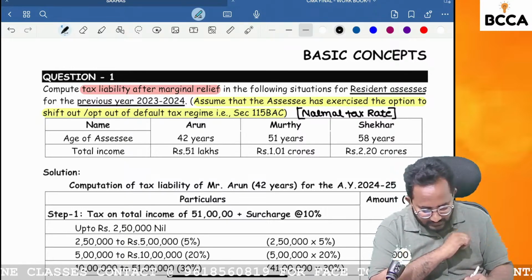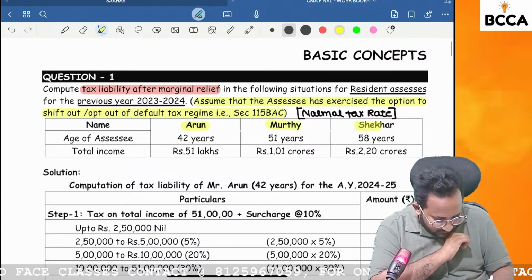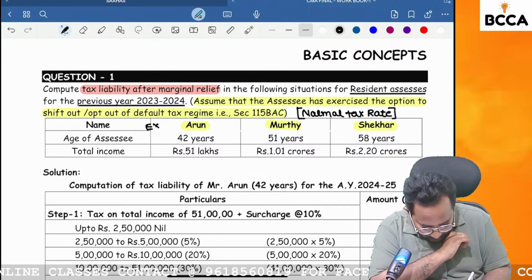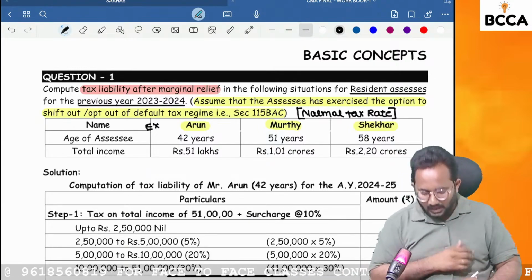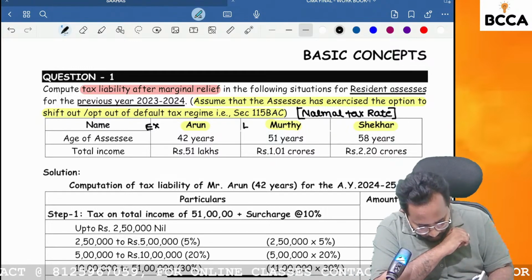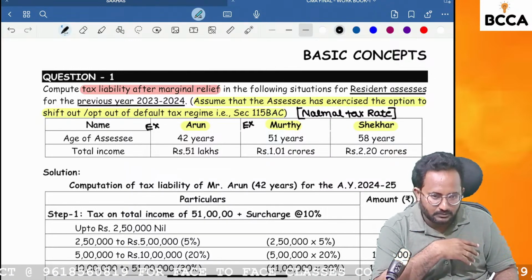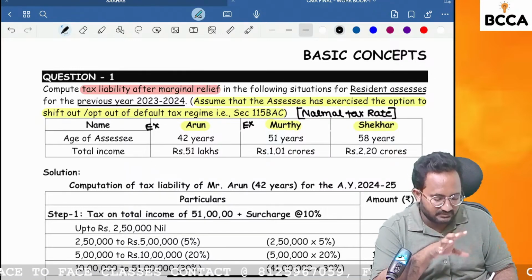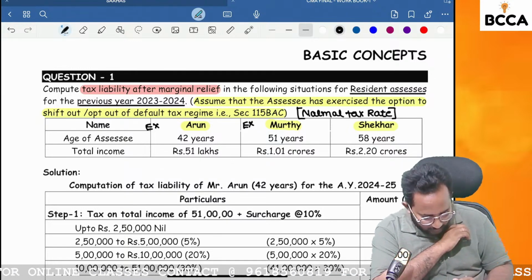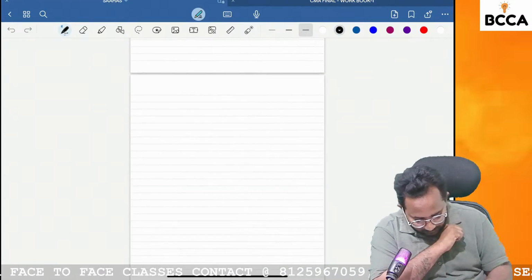Yes. First, they have given three SSE names: Arun, Murthy, Shekhar. I have taken the Arun problem as an example. On your own, you have to solve the Murthy problem. Please try to solve it in your class notes. Definitely this will be your 2 marks MCQ.